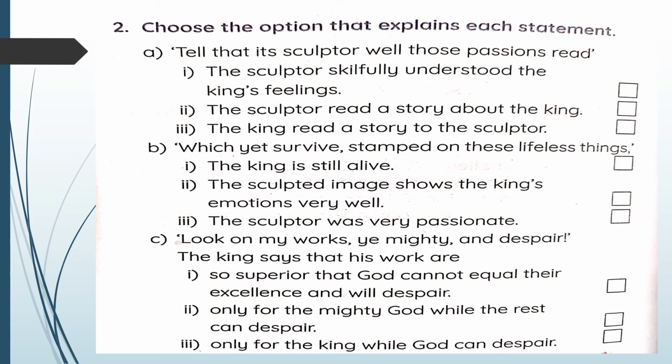Come to these. Choose the option that explains each statement. Till that its sculptor well those passions read. What does this expression actually mean? The options are, the sculptor skillfully understood the king's feelings. The sculptor read a story about the king. The king read a story to the sculptor. No, the first one makes sense. The sculptor really understood the king's feelings, and that is why he could capture those feelings and expressions in the statue.